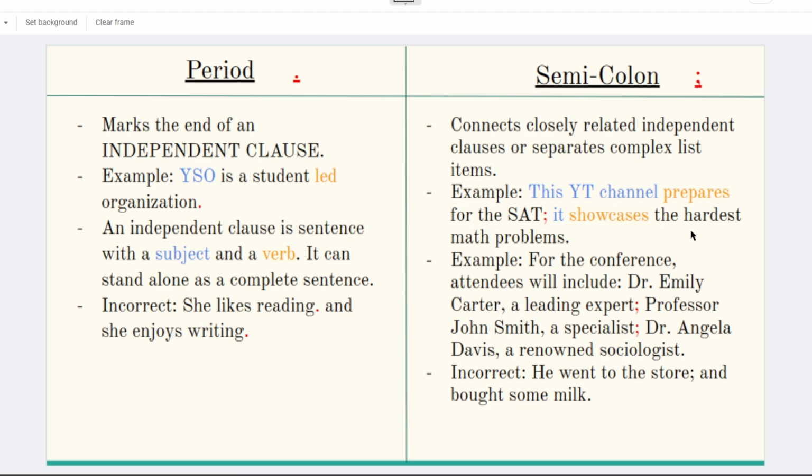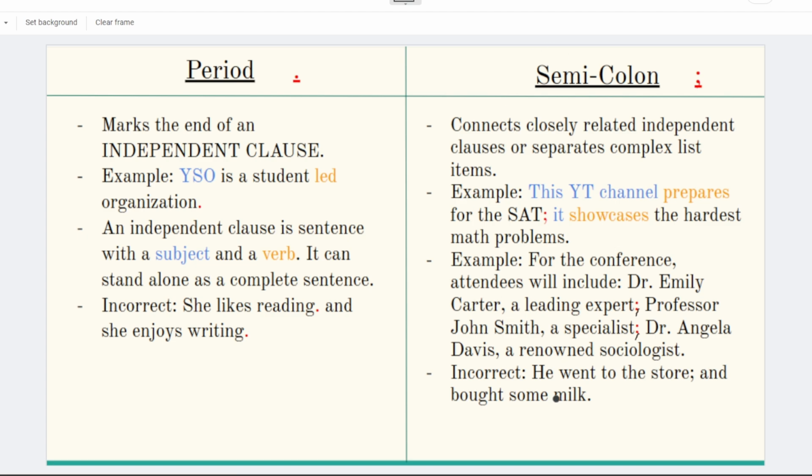That's perfect use. Another one we have shows a complex list, and these are very common on the SAT. For the conference, attendees will include Dr. Emily Carter, a leading expert; Professor John Smith, a specialist; Dr. Angela Davis, a renowned sociologist. Here we have to use semicolons because if you wrote Dr. Emily Carter, comma, Professor John Smith, comma, a specialist, everything just looks all junked up. So here semicolons basically make it a little bit cleaner.